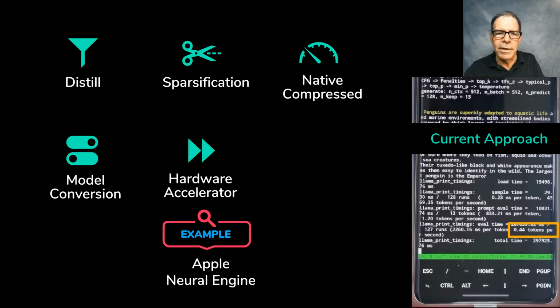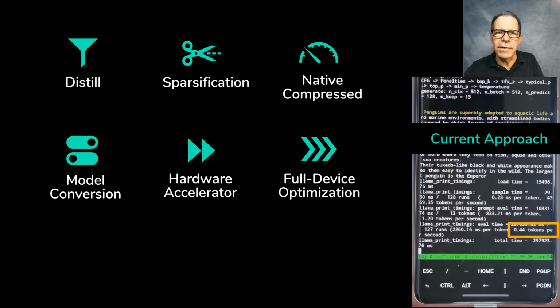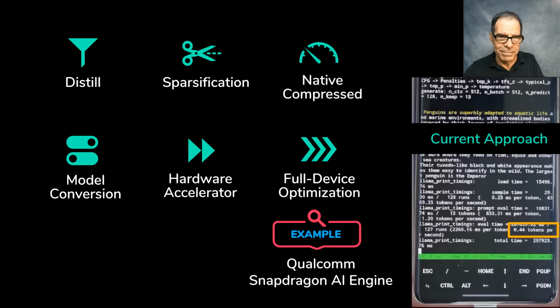And another method is full device optimization, leveraging all the on-device processing units in a holistic way. An example of this is Snapdragon AI Engine from Qualcomm, which leverages the CPU and the GPU of the smartphone, and also a neural processing unit called Hexagon.